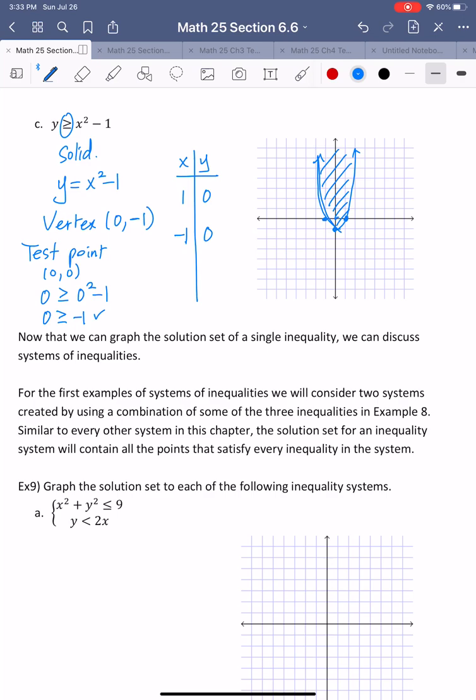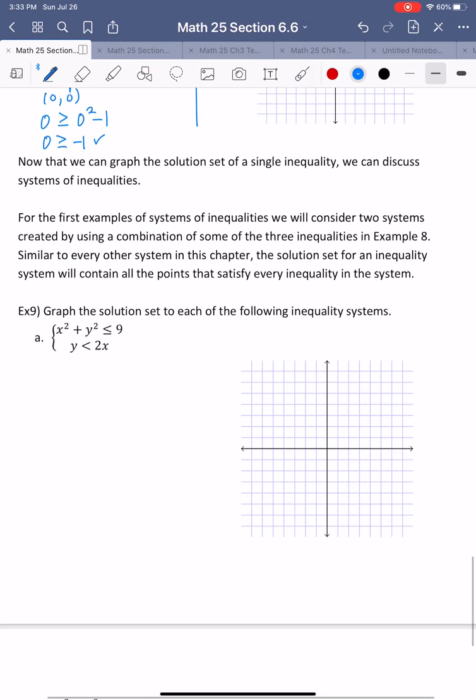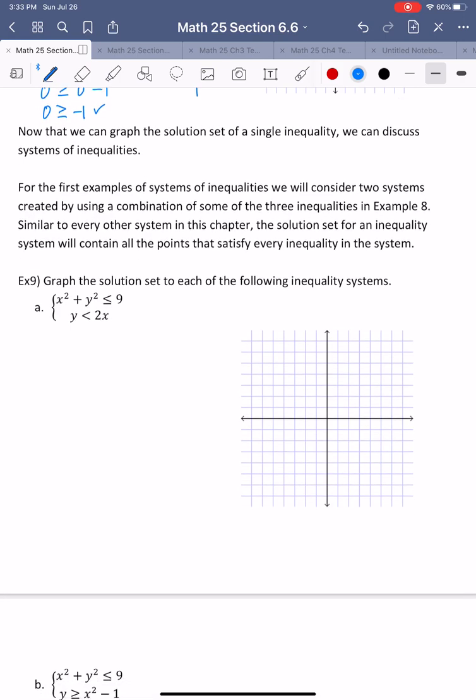Now that we can graph the solution sets of a single inequality, we can discuss systems of inequalities, where you have more than one inequality. For the next examples of systems of inequalities, we will consider two systems created by using a combination of some of the three inequalities in example 8. Similar to every other system in this chapter, the solution set of the inequality system will contain all the points that satisfy every inequality in the system.